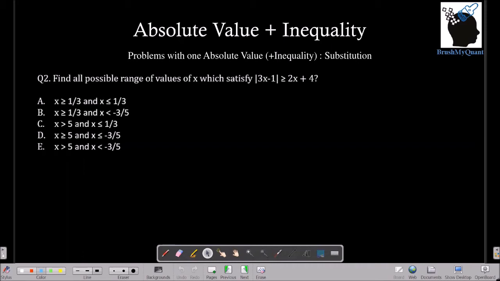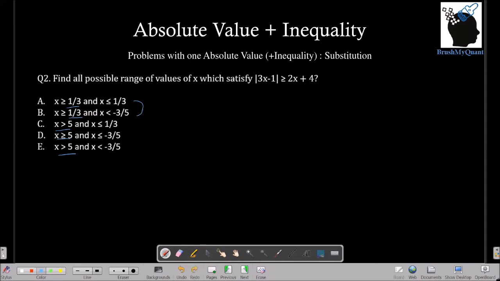Okay. So find all possible range of values of x which satisfy mod of 3x minus 1 is greater than or equal to 2x plus 4. Again, we have a couple of option choices and we will try to see which option choices have similar values. Like in the first and second case, I can see that x is greater than or equal to 1 by 3 is common. And in option number C, D and E, I can see x is greater than 5 is common. So if I can take a value of x between 1 by 3 and 5 and prove that it is wrong, then option number A and B will be eliminated.